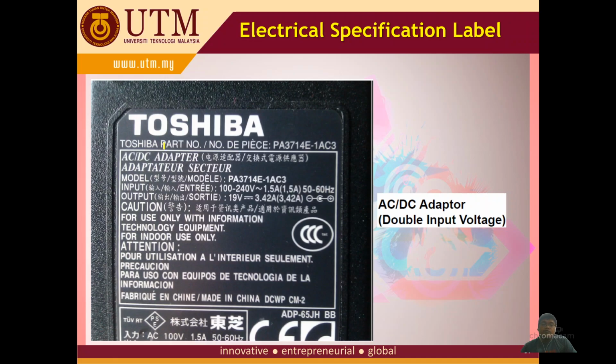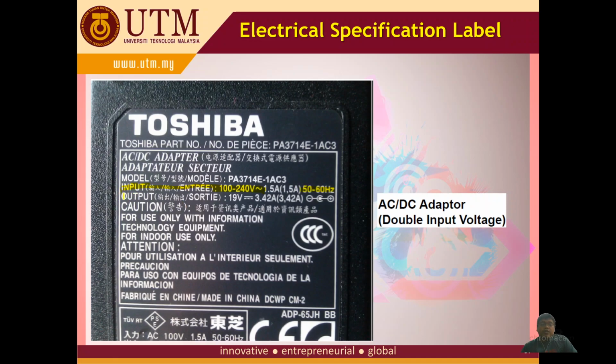This is an example of a Toshiba charger, I think also for a laptop. Here is what we call the input: 100 to 240. So there is a range between 100 to 240 volt AC. The important part for this subject is that you can identify what the voltage is and what type of system it is, whether AC or DC. It can accept 50 to 60 hertz, so there is a range of frequency that this device can accept.